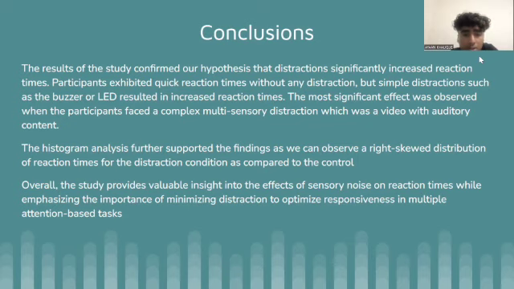And the most interesting finding was using the multi-sensory distractions where a video with auditory content was played. And in this scenario, we saw a more noticeable impact when the reaction times reached 0.298 milliseconds for the buzzer distraction and 0.311 milliseconds for the video distraction, which shows that the brain's neural networks may have more difficulty processing stimuli efficiently when faced with multiple sensory distractions together.